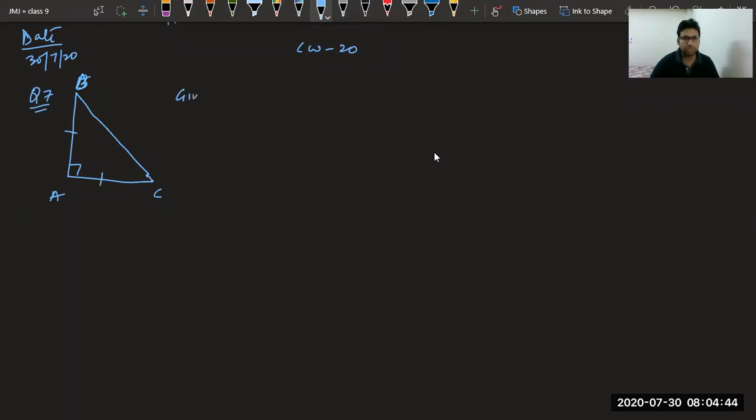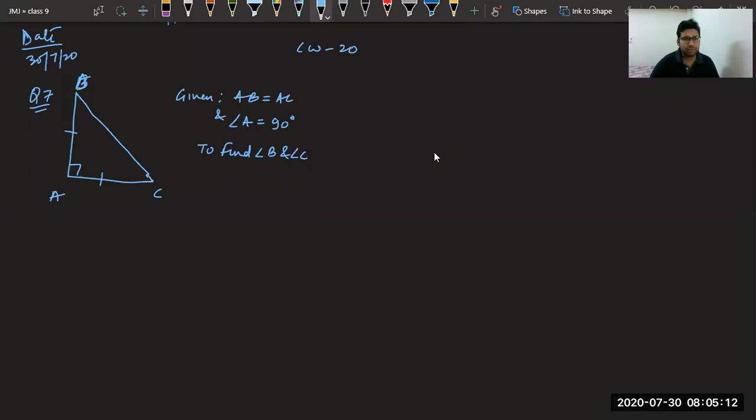So let me write the given part. AB is equal to AC and angle A is equal to 90 degree. We have to find angle B and angle C. We have seen always it is easier to find than to prove. So how will we prove this?